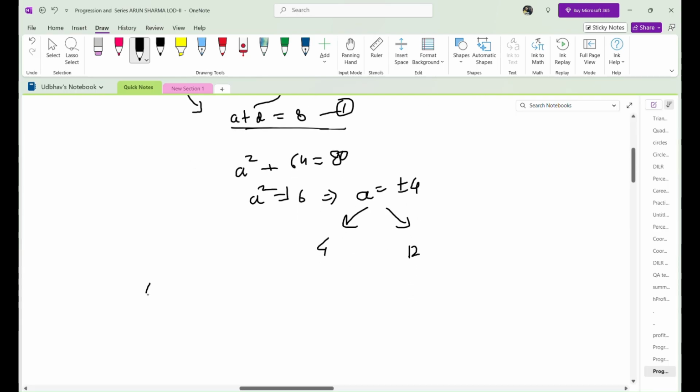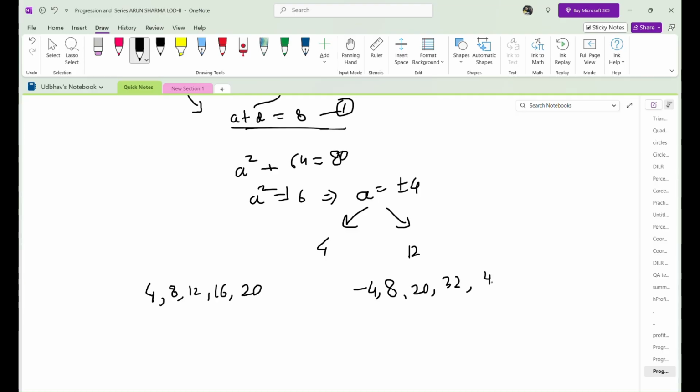One is starting with 4 and incrementing by plus 4: 4, 8, 12, 16, 20. Another AP is starting with minus 4 and incrementing by plus 12. Then the next term will be 8, 8 plus 12 will be 20, 20 plus 12 will be 32, and 32 plus 12 will be 44.